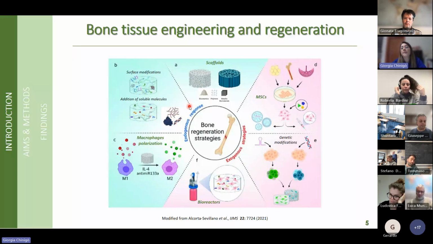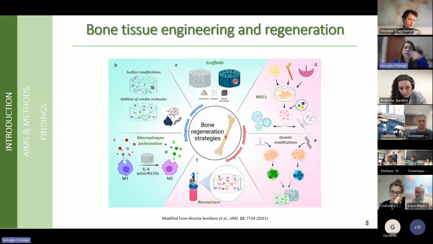endogenous cells, basically by using scaffolds that could be made from a large variety of biomaterials, from inorganic biomaterials like metals and bioceramics to natural and synthetic polymers, as well as the combination of the two. The physical properties of the scaffold could be changed and further enhanced through the addition of surface modification, as well as the addition of soluble molecules like proteins or growth factors that play a central role in the osteogenic process.